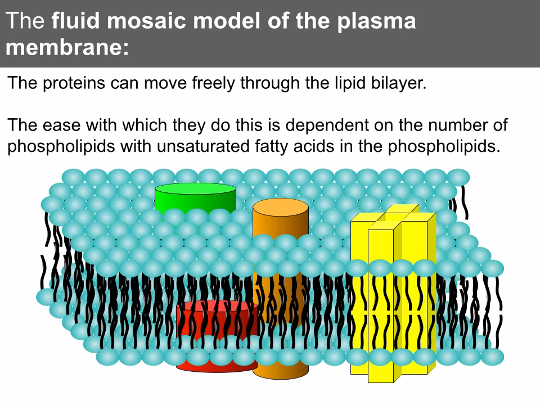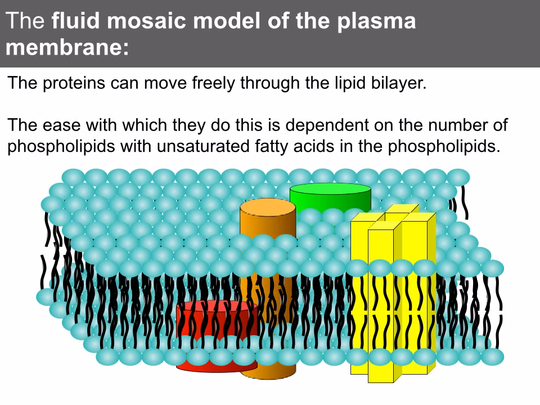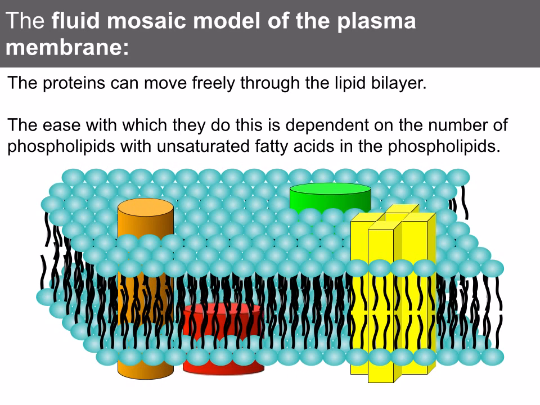So in the fluid mosaic model of the plasma membrane, the proteins can move freely within the lipid bilayer. The ease with which they do this is dependent on the number of phospholipids with unsaturated fatty acids. So the more unsaturated they are, the more fluid it is.